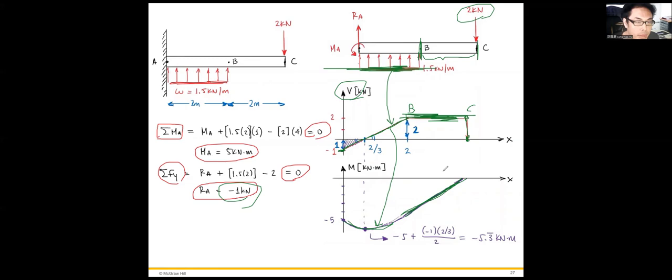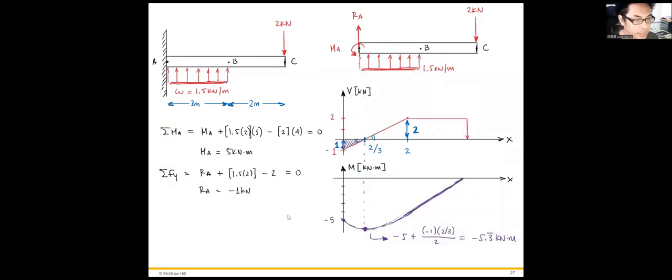And the maximum moment, which can be evaluated from this shear and bending moment diagram, is minus 0.5 kN·m, sorry, 5.3 kN·m. I will tell you how to calculate it later.